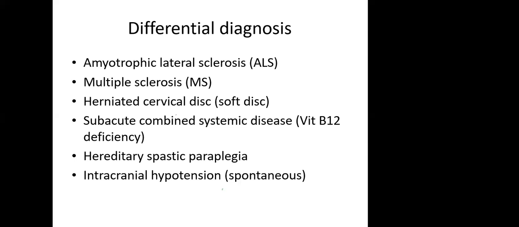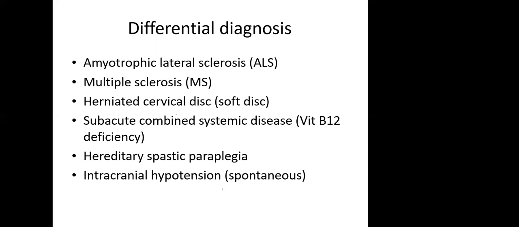The differential diagnosis includes amyotrophic lateral sclerosis, which typically involves lower motor neurons, and the patient findings are usually of that type. But when compared to cervical spondylotic myelopathy, the patient would have neck pain and other findings, which usually involve upper motor neuron findings.